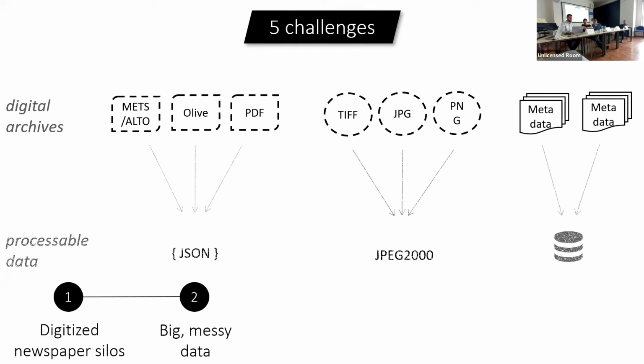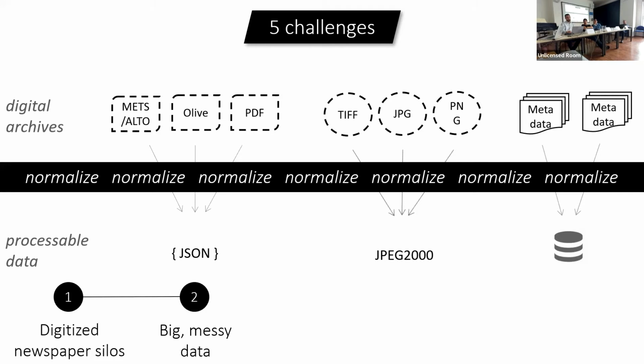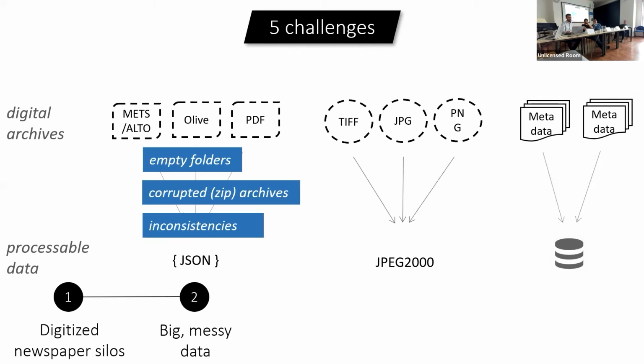So in all these cases, what we had to do was to bring this heterogeneity to some sort of normalized form. So which was JSON for the OCR, JPEG 2000 for the images, and then we also normalized to a common schema of metadata. So at the end was lots of normalization, which always poses the risk of also losing some information in this process of normalizing. So we had to be careful about that.